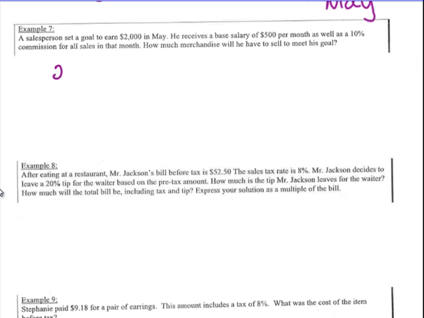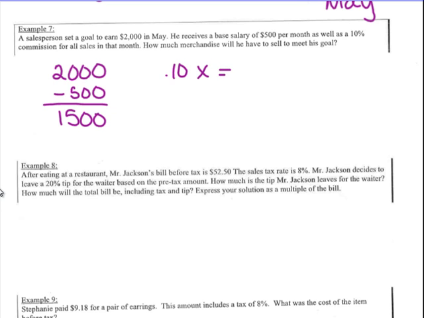Well, first thing, I know that he wants to make $2,000. He's already making $500 if he sells nothing. So he wants to earn $1,500 in commission. $1,500 in commission. So what does he have to do? He's got to get 10% of what sales to earn that $1,500 more, so that now $1,500 plus the $500, he's got $2,000.